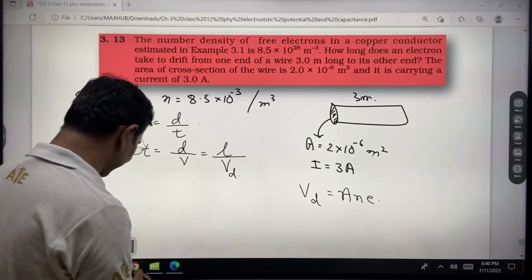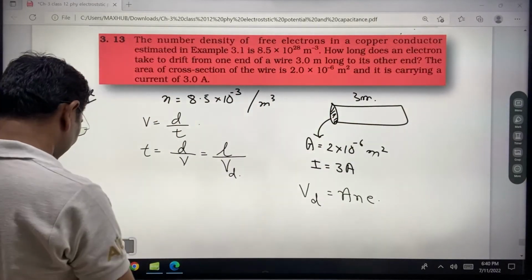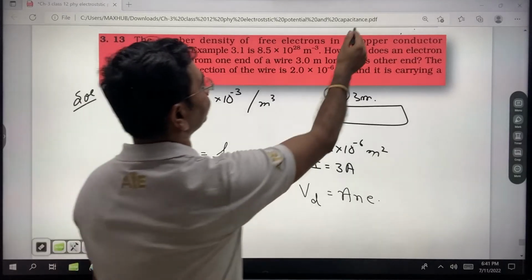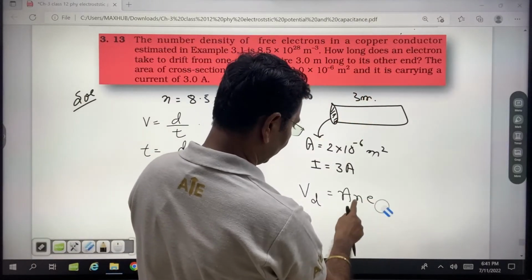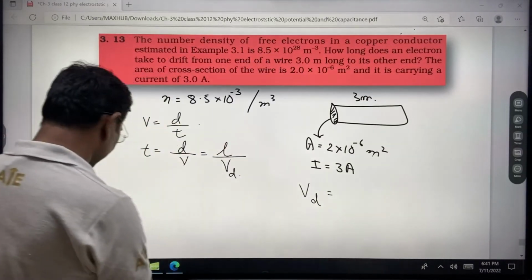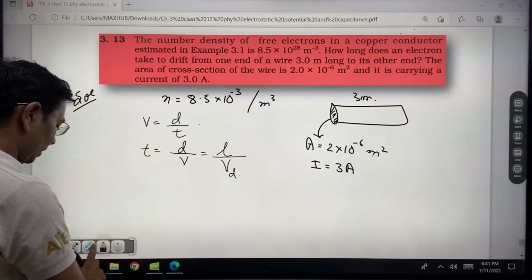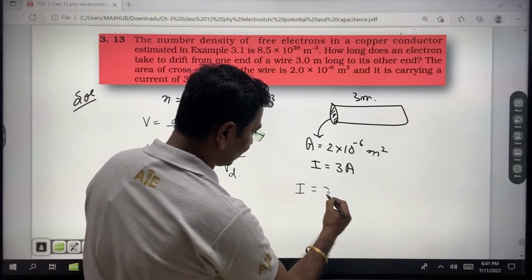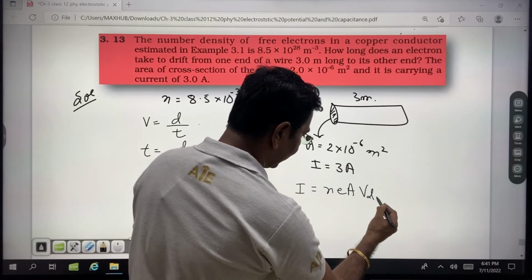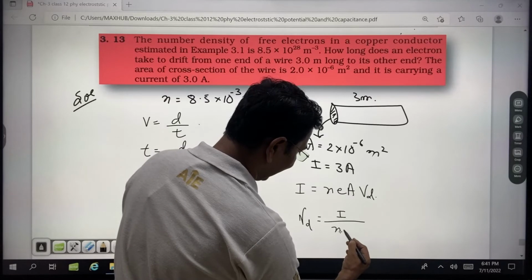Drift velocity is not NEA but I is equal to... one minute, wait, one minute please. So in this case, what are you going to say? Here I will erase it completely. Now we will write I is equal to NEA into VD. So here's my VD, which is equal to I upon NEA.